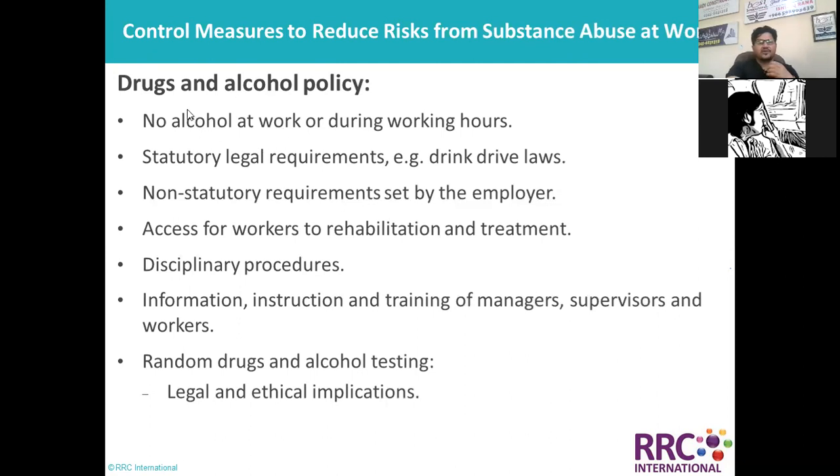So yes, there must be a drugs and alcohol policy, that no alcohol at work or during working hours. The statutory legal requirements, e.g. drink-drive laws. Requirements set by the employer, except for workers' rehabilitation and treatment. Disciplinary procedures, information, instruction and training of managers, supervisors and workers. Random drug and alcohol testing, legal and ethical implications. So a drug policy, alcohol policy, or kind of substance abuse policy must be developed, established, implemented, and communicated to all levels of the organization.